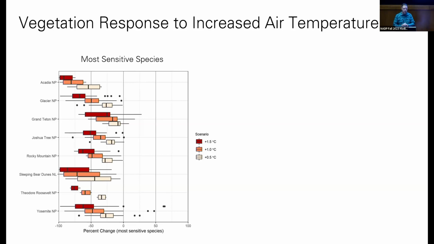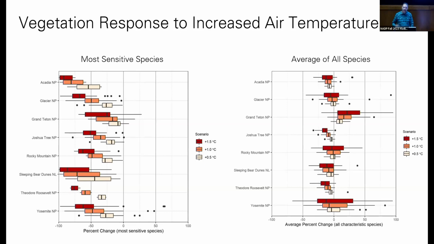So yes, in some of these parks we see increasing detrimental effects with increasing temperature, to the point where some parks' most sensitive species is no longer expected to occur under that more extreme warming scenario. When we look at the average of all species in a given MAP class, the results tend to be a little bit closer to 0. On average, across all characteristic species, they tend to have a decreasing response, although for some parks, especially Grand Teton, we're seeing positive effects on average. And then Yosemite is kind of straddling that 0 mark.